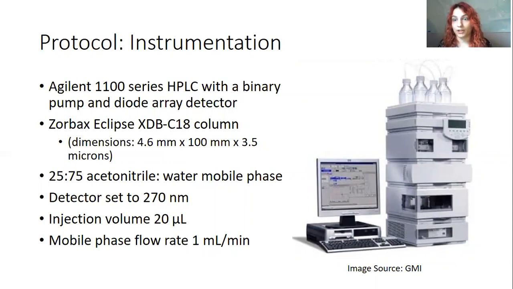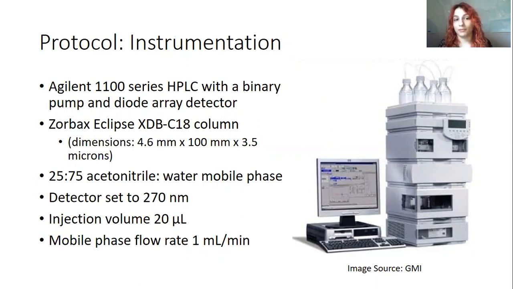There's a lot of information on this slide, so if you're not an analytical chemist, don't worry about it. But basically, we used an Agilent 1100 series HPLC. We used a C18 column, which is non-polar, and our imidacloprid compound was polar, so it didn't stick to the column very well, which was good. We wanted something with a quick retention time. It came off the column at about 3 minutes.